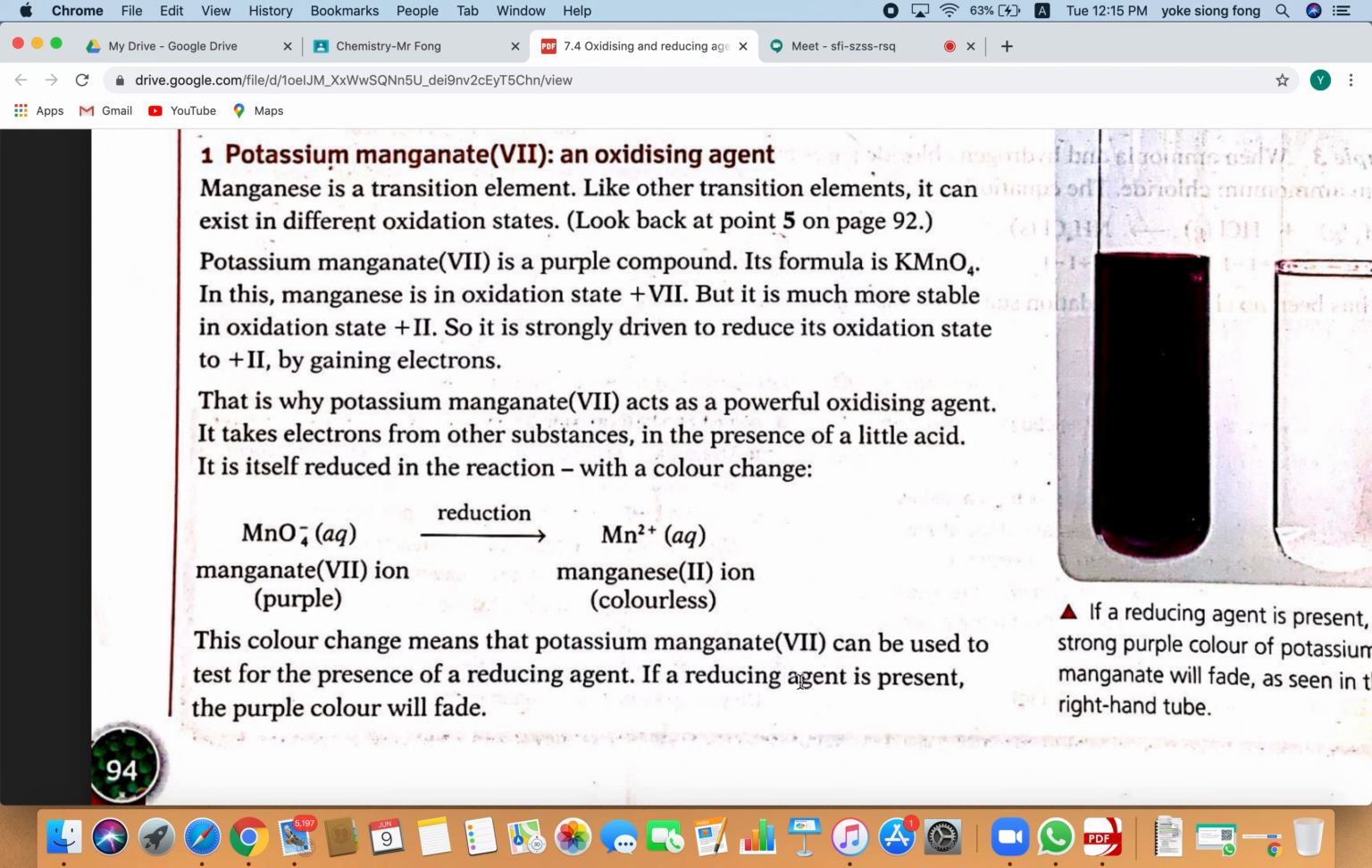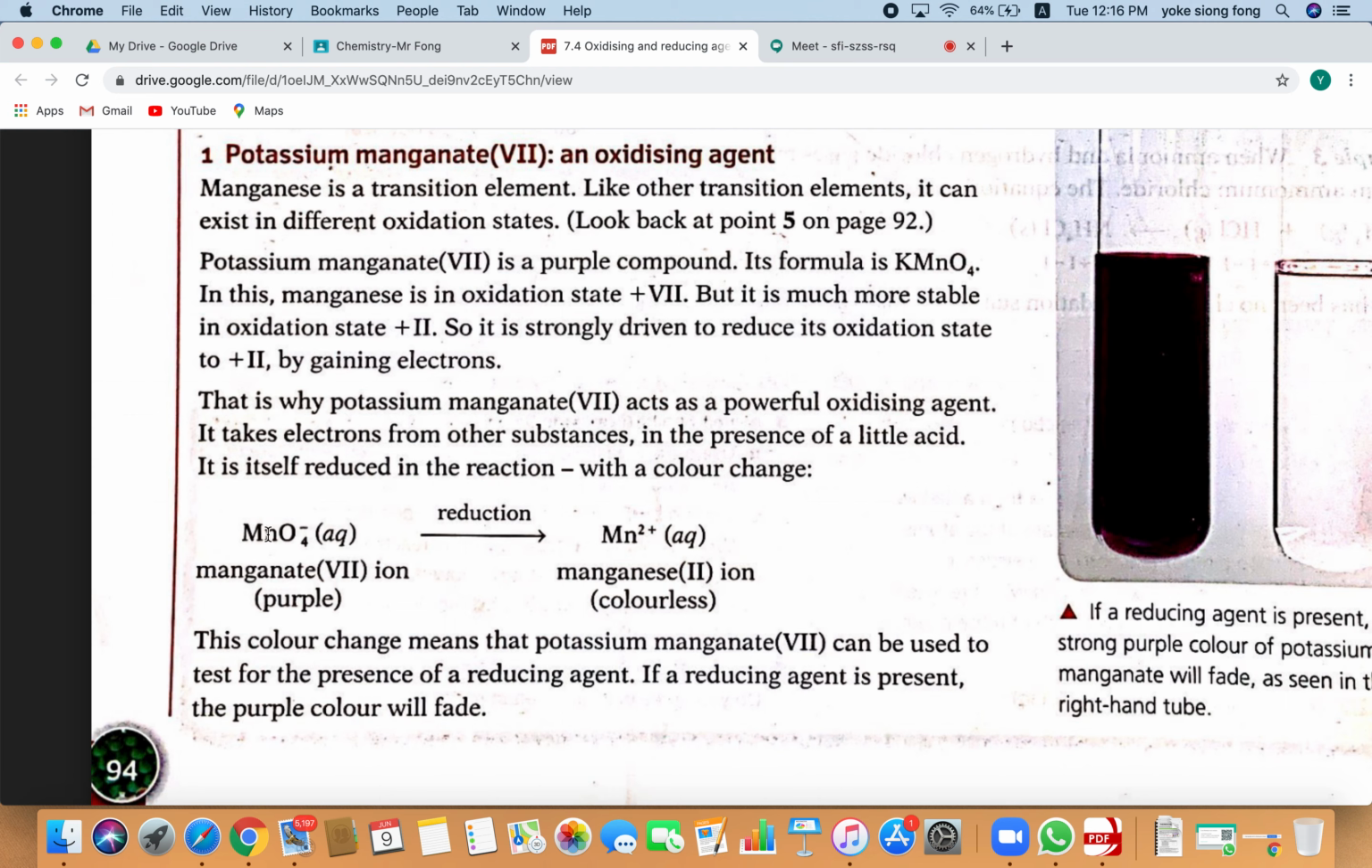Potassium manganate 7 is a very powerful oxidizing agent here. So come back to here. The main point is the manganate 7. The formula here is the Mn. Mn is the manganese. Manganese here is a transition element.